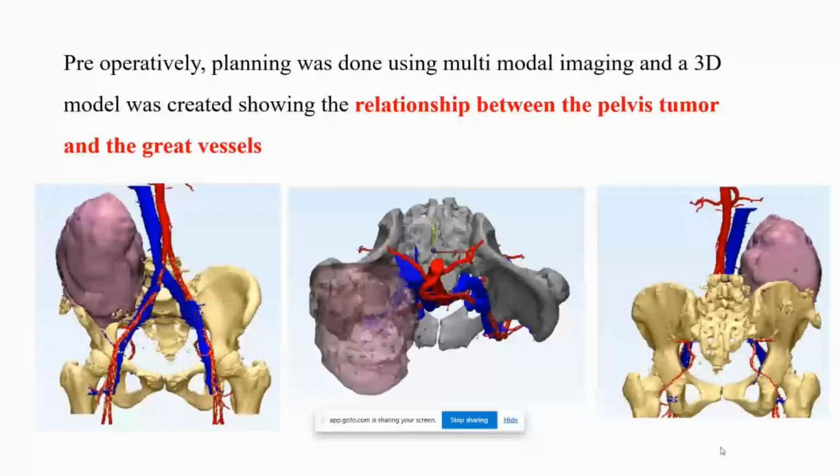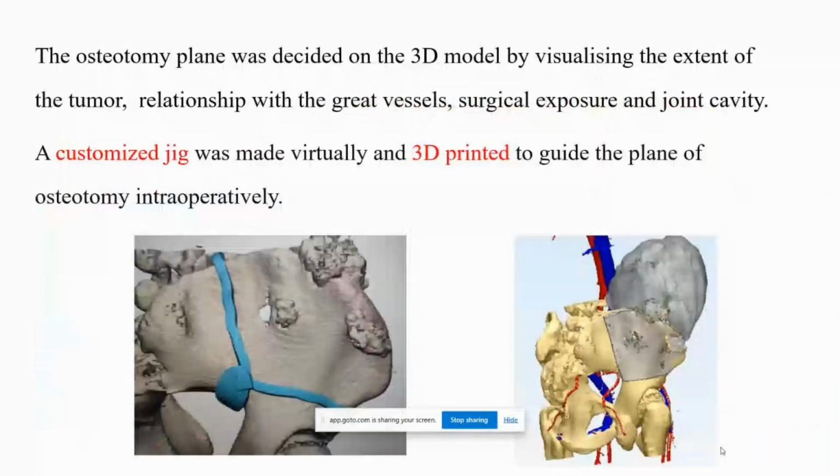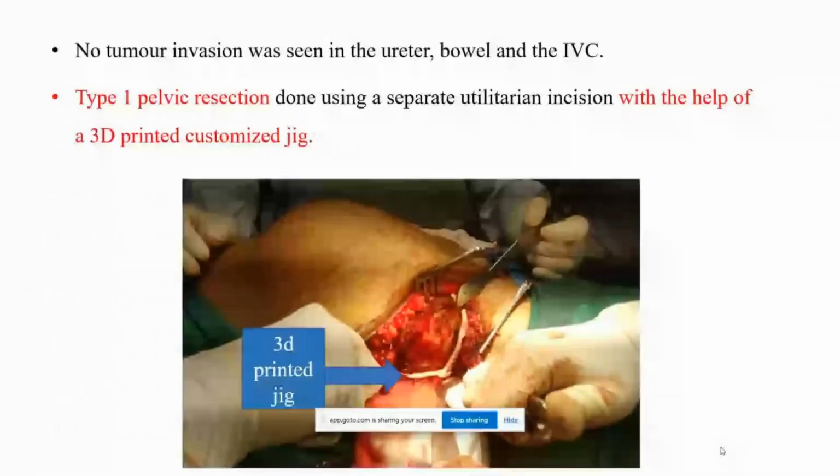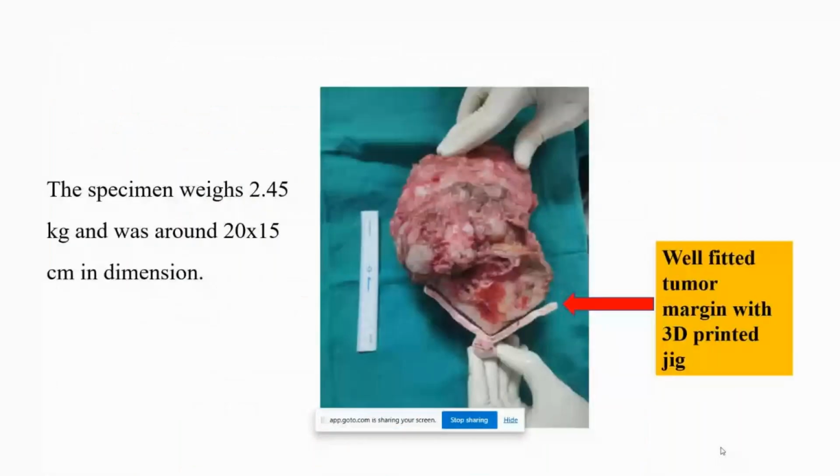And then we have created the osteotomy jig for tumor resection. This blue one is the jig. So we have 3D printed that jig, and we have applied that jig on the bone tumor for precise tumor resection. This precise resection was done, and the specimen size was 20 by 15 centimeters.